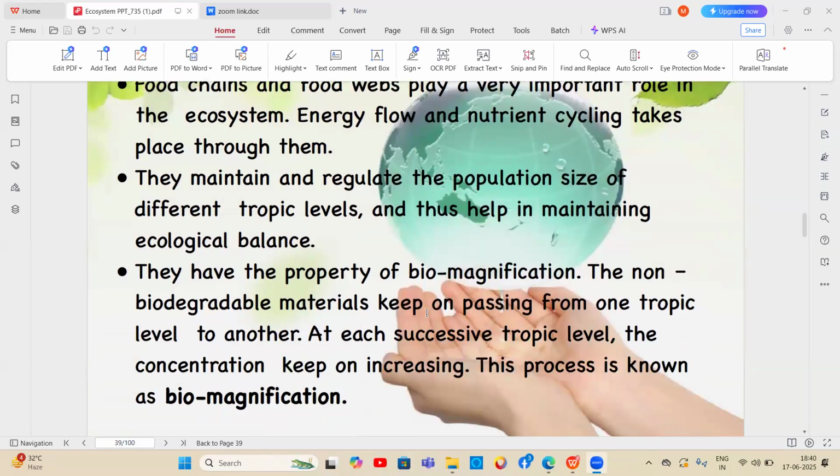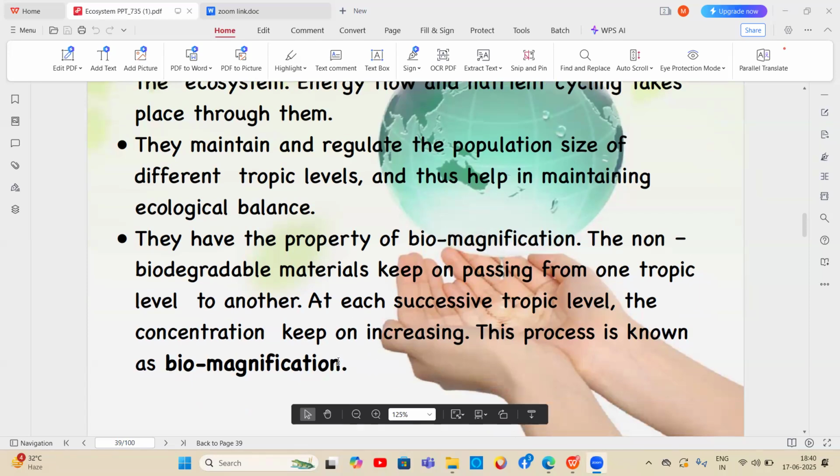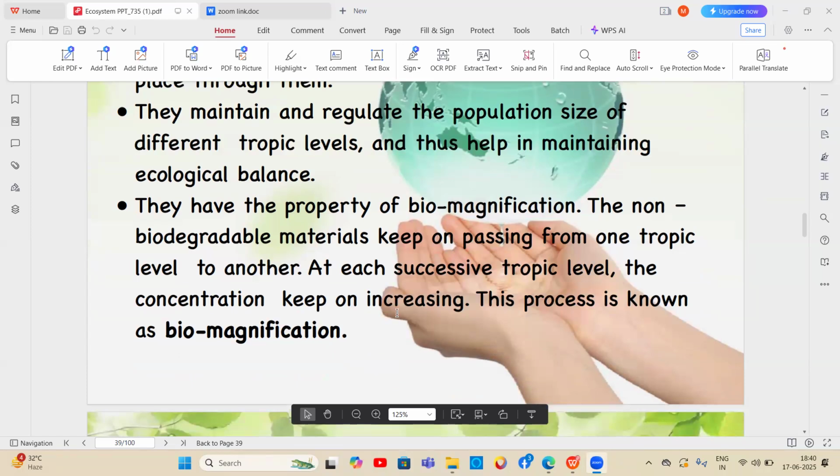They also have the property of biomagnification. That is, non-biodegradable materials keep on passing from one trophic level to another, and at each successive trophic level the concentration keeps on increasing. This process is called biomagnification. For example, if poisons or any poisonous chemical increase, it also affects the organisms at all trophic levels. So, biomagnification.